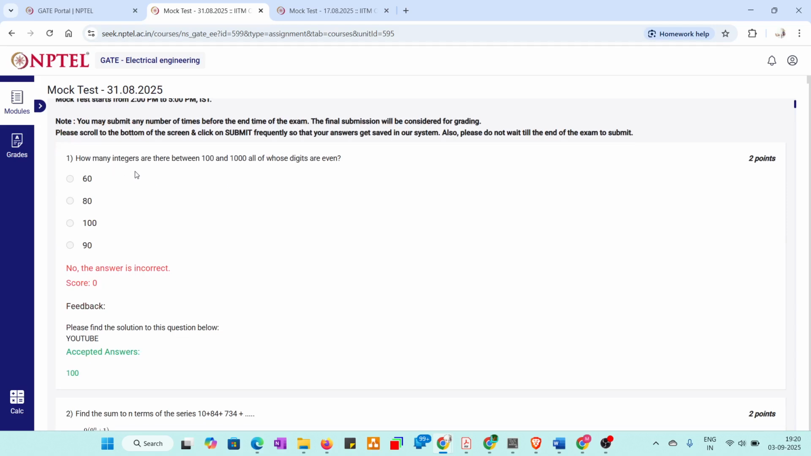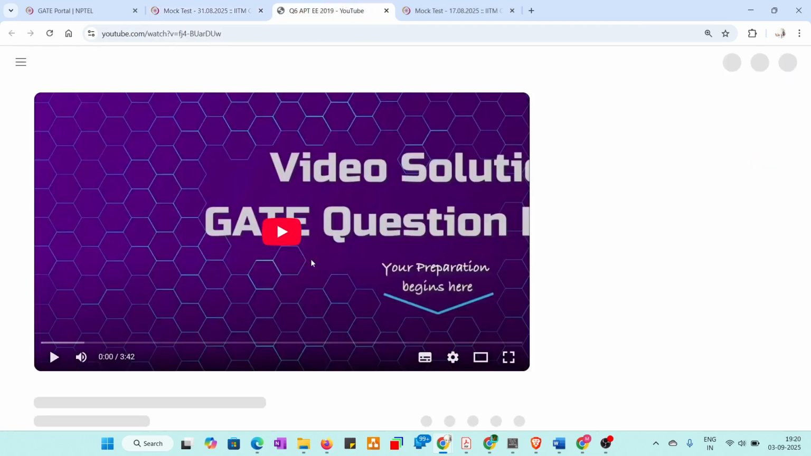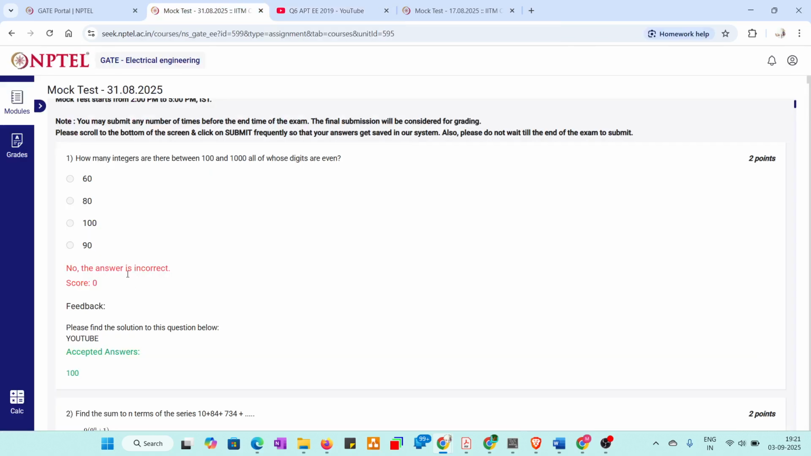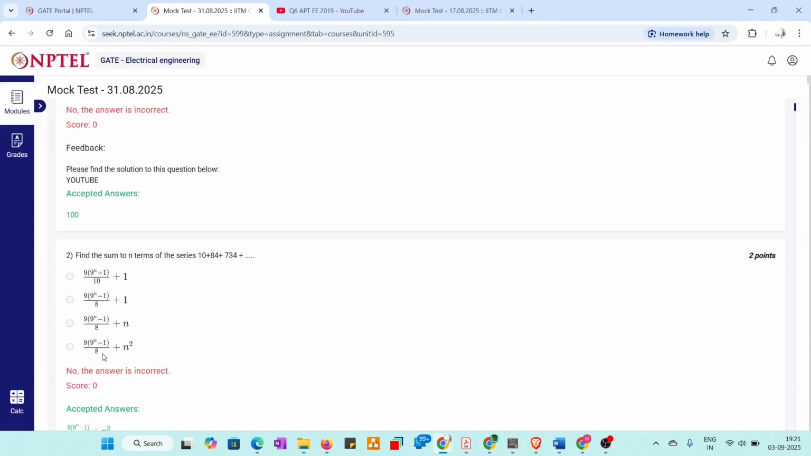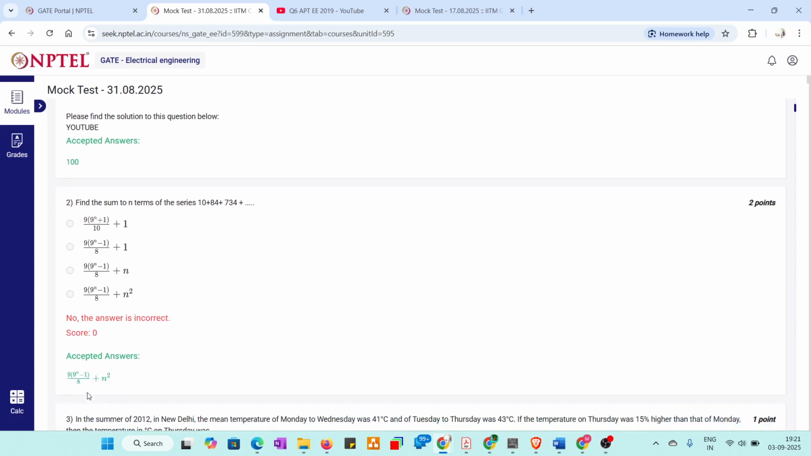So how many integers are there between 100 and 1000, all with the digits even? Okay, so this is one question, and the required solutions are also there on YouTube. Okay, so if you click this one, it will show the related answer. Okay, so here is the answer. Next question is, find the sum of the n terms of the series 10 plus 8 plus 7 3 4. Okay, like this term. So this answer is the third answer. So the fourth answer is the answer, right?